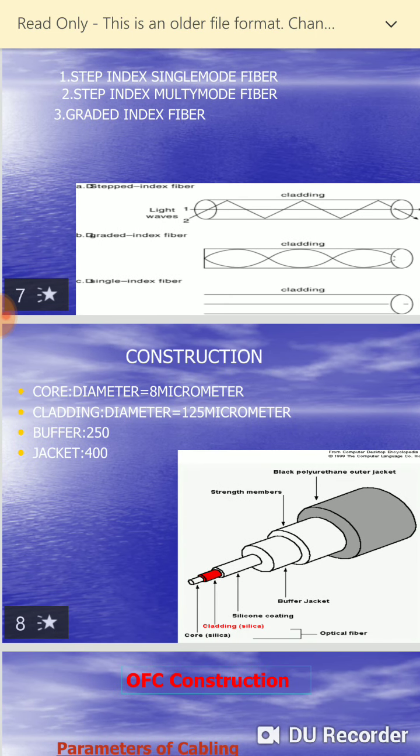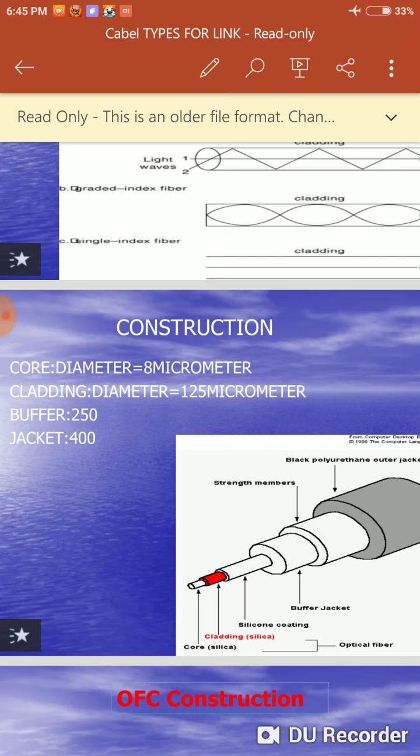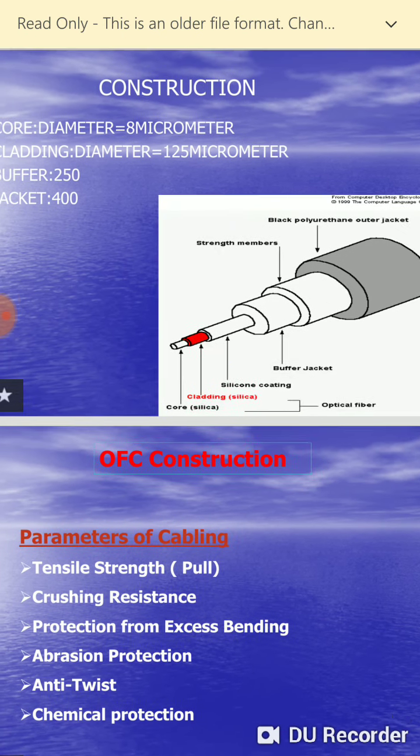So again it is shown in the diagram. The structure of the cable is more clear. The initial part, the core, is surrounded by cladding, that is surrounded by silicone coating, that is surrounded by buffer jacket. Again it is given a protective layer of strengthening members, and last it is surrounded by the outer jacket. So that is the structure.